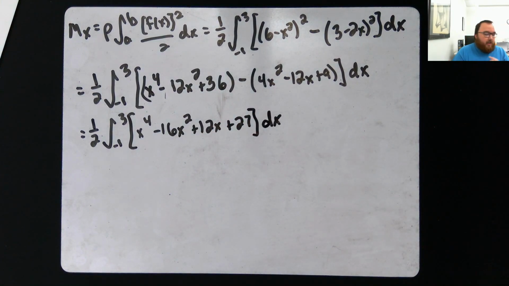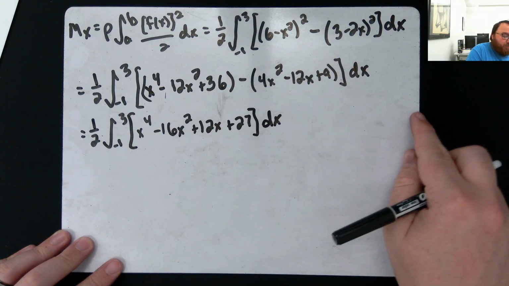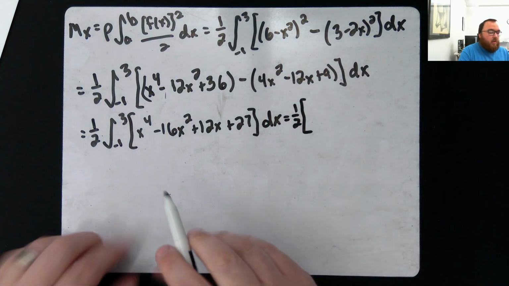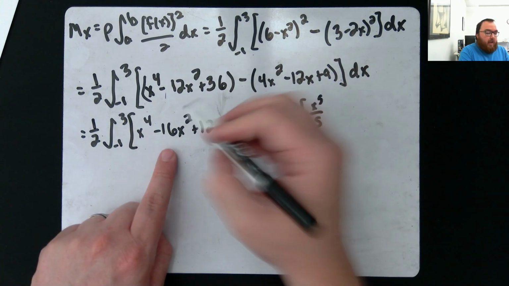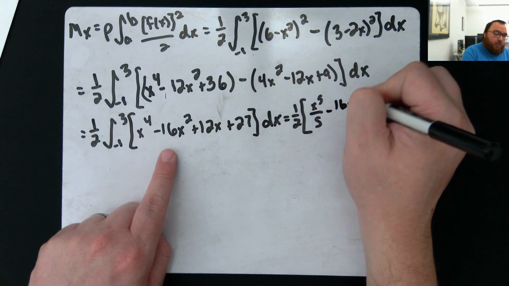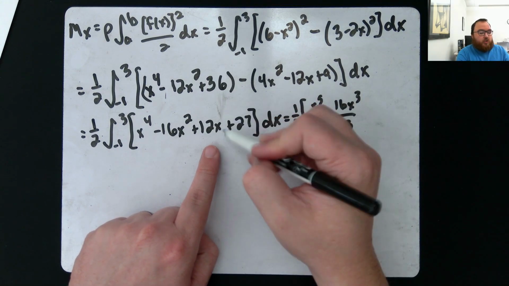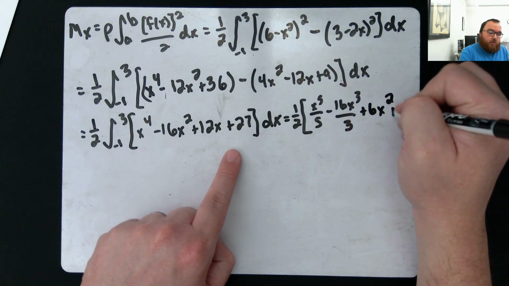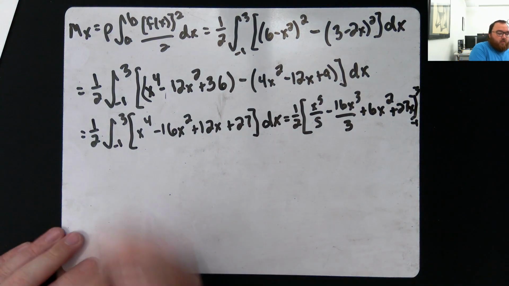So now take the antiderivative of that. That's going to give you, I'm trying to decide if I have room right here. I think I do. Add 1 would give me x to the 5th over 5. Add 1 would give me x to the 3rd over 3, so minus 16x to the 3rd over 3. Add 1 makes it x squared over 2. 12 over 2 is 6, so plus 6x squared, and then just 27x from -1 to 3.